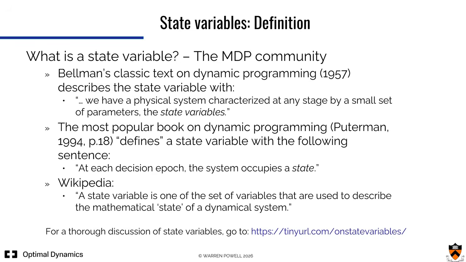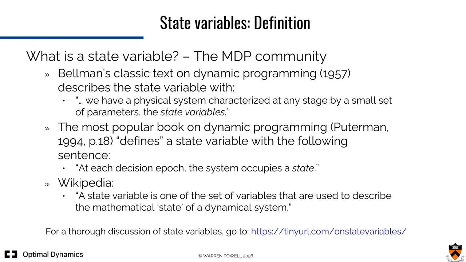So what is a state variable? The MDP community: Bellman's classic text on dynamic programming in 1957 describes the state variable with, we have a physical system characterized at any stage by a small set of parameters, the state variables. And he italicized state variables. So this was his definition. Fast forward to Puterman, 1994, the most popular book on Markov decision processes, who defines a state variable on page 18 with, at each decision epoch, the system occupies a state. And again, he italicized state to emphasize that this is where he was introducing it.